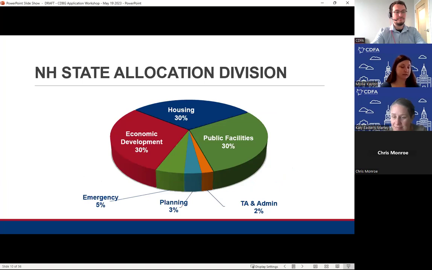But what you can see here is that we allocate funds principally across 3 different program areas. This includes economic development, housing, and public facilities. They all get about 30% of our annual, approximately 9.3 million, allocation. The rest of that funding goes to overall program technical assistance and administration. And then we also make some funds available for planning, which we'll talk more about. And then we have a small amount of funding available for projects that meet some criteria related to emergency situations.